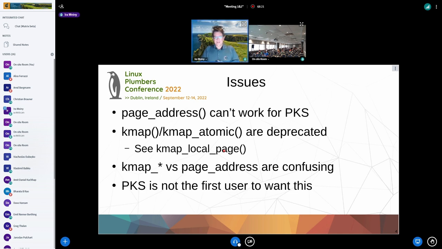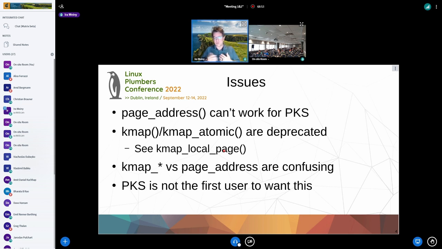The other thing about page address and KMAP is, as I was getting into this, they're just confusing. A lot of driver writers will call KMAP because they know it's safe. But, well, do I call KMAP? Do I call KMAP Atomic? Well, now I've got this KMAP local page. So, all these different calls. And then some people jump in and say, well, just use page address. And so this just confuses everything about why do these calls exist?